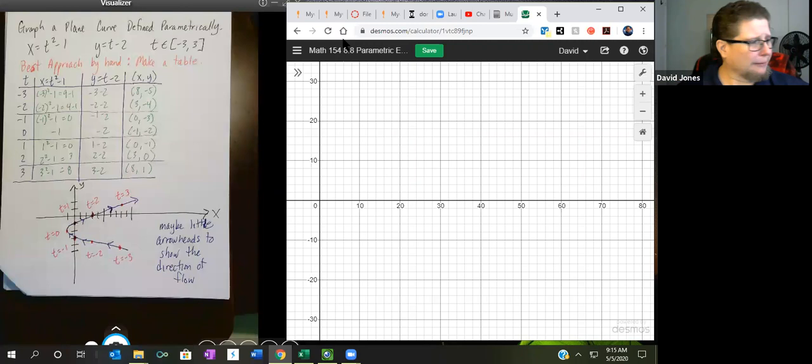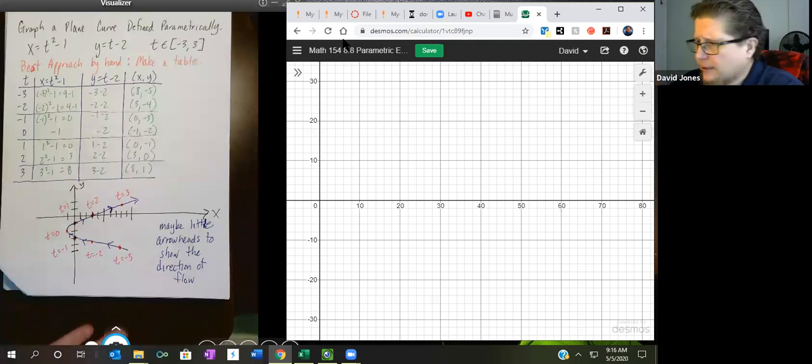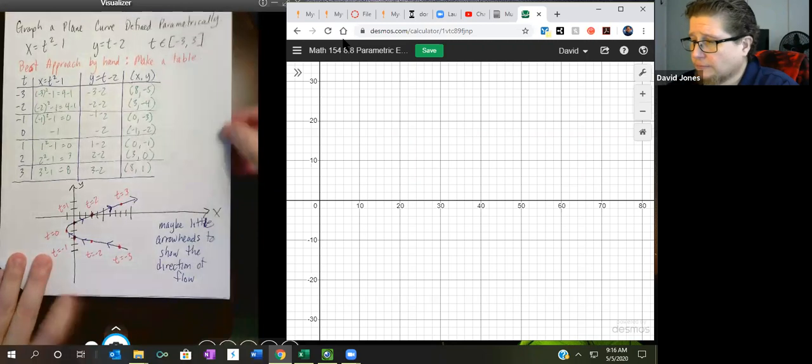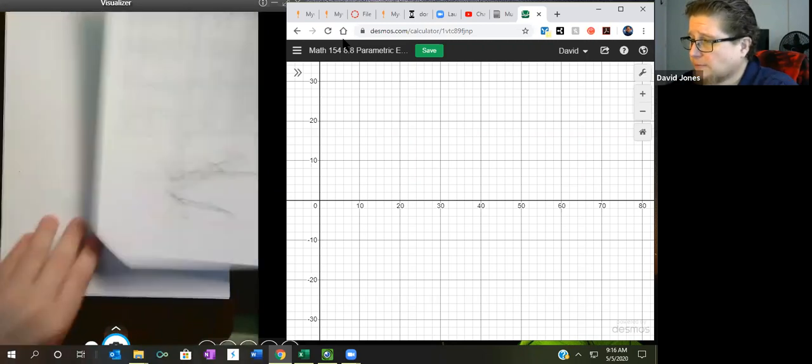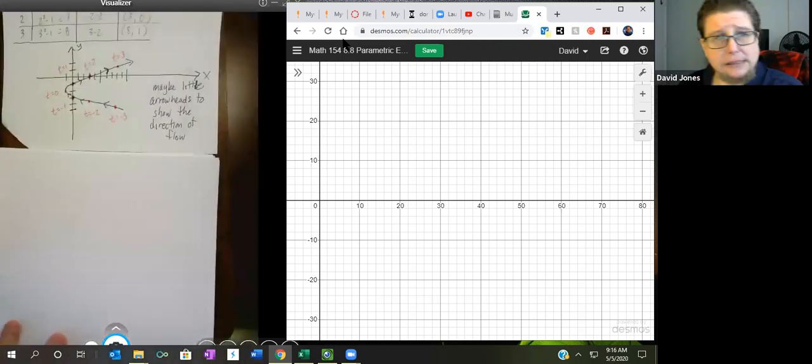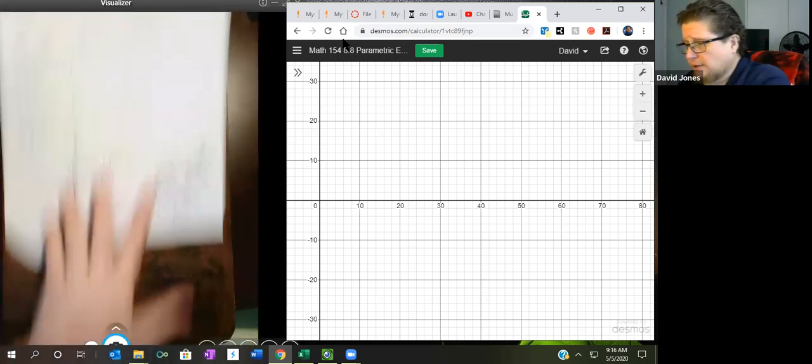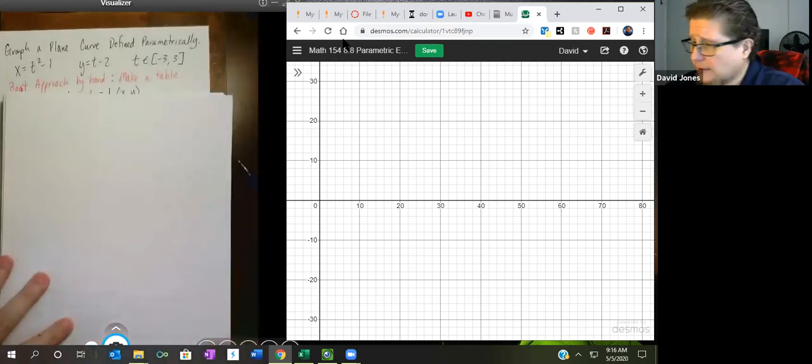That looks like a parabola, doesn't it? It looks a lot like a parabola. Is there another way to graph this? Let's take a look. We're going to use those same equations, so let me put them there real quick.